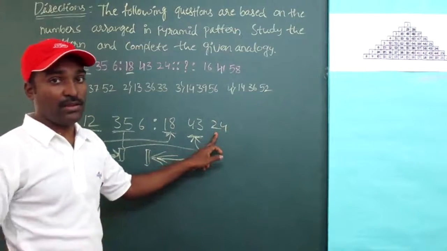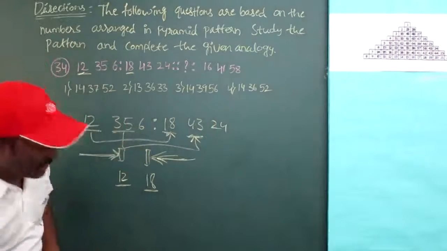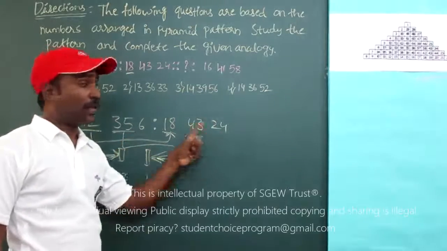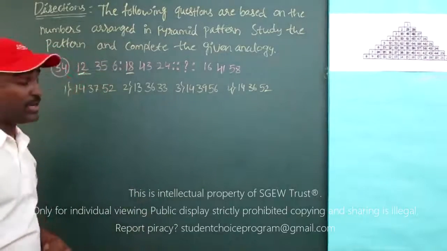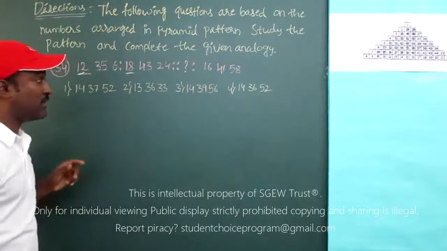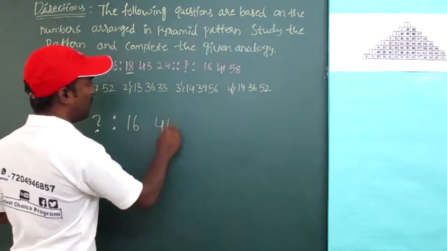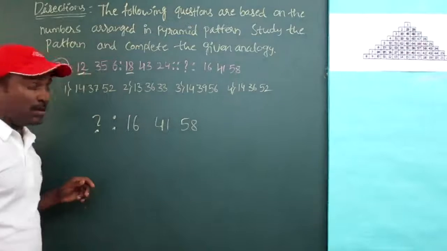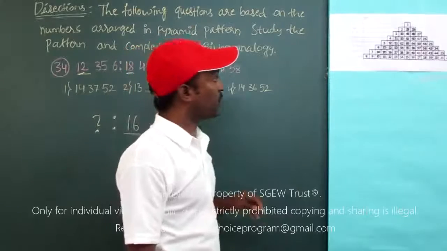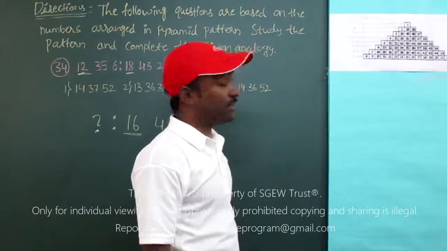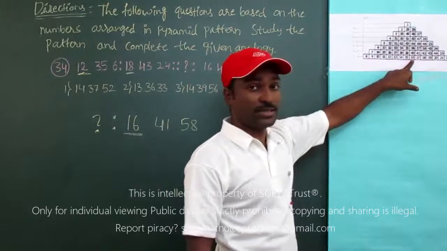Now I will go to the missing number. There is no need of cross checking these numbers. You can cross check these 2 numbers, that is 6 and 24. And now I will move to find the missing number using the same analogy that I explained for the previous example as well as for this example. So we have to find this missing number. Given numbers are 16, 41, 58. So we have to locate 16 in the pyramid pattern. Where is 16? Yes, 16 is present in the first row. If you see it, 16 is located here.